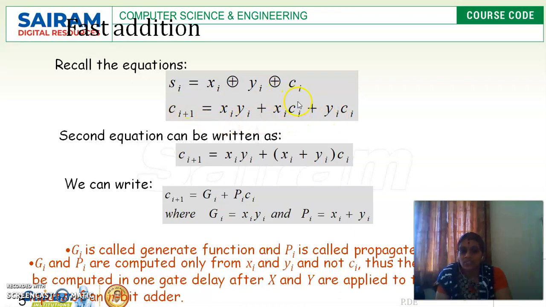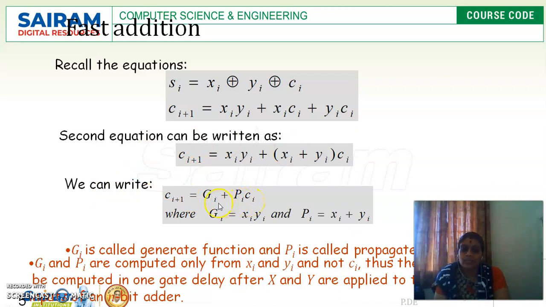So the second equation can be written like this also: Xi Yi, and I am taking Ci common, and Xi plus Yi, right? So here the Ci plus 1 is a combination of one multiplication of x and y, and addition of Xi as well as the Yi, right? So we can write the same Ci plus 1 operation as Gi plus Pi Ci.